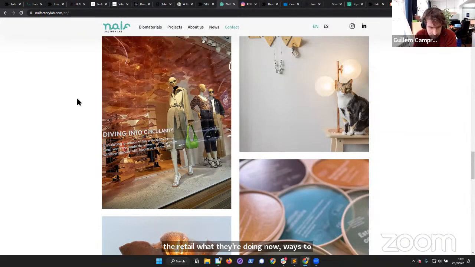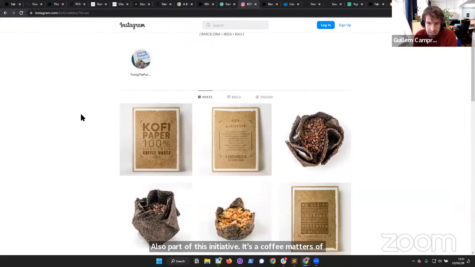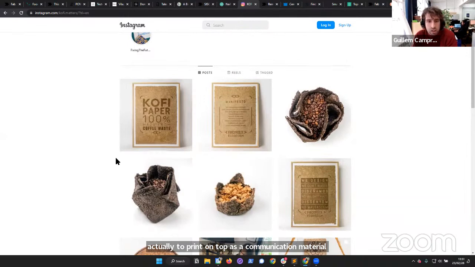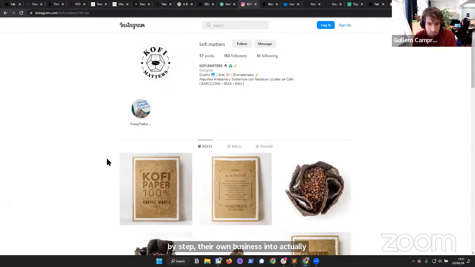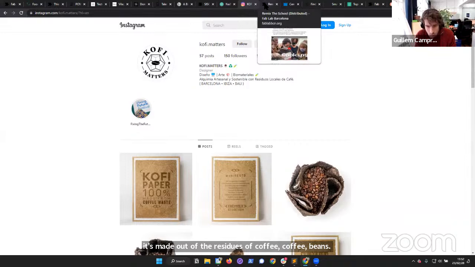A similar project, also part of this initiative, is Coffee Matters, using the residues of coffee to create cellulose-based substrates, a paper that could be used to print on top as a communication material. And again, they are already making step by step their own business out of communication pieces, posters and signage made out of the residues of coffee beans. These are examples of spin-offs or initiatives that went through Fab Lab Barcelona and Fab City Barcelona, and thanks to that, now they are evolving, continuing, or even started.